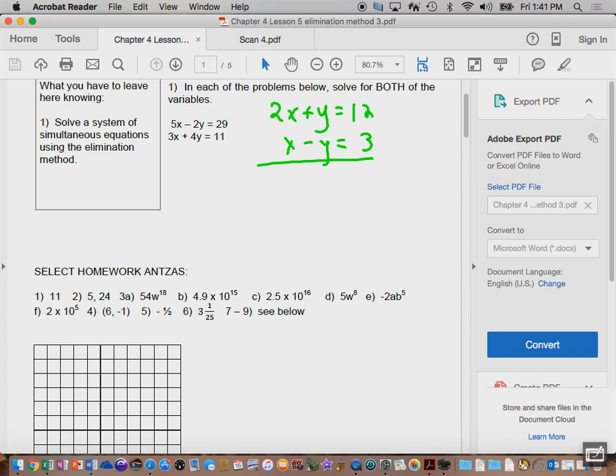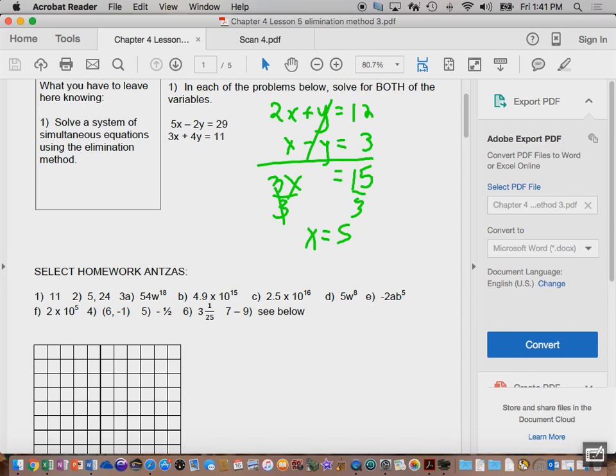Okay, so I noticed right away that my y's line up and there's the same amount of them. So I could just start adding them up. What's 2x plus 1x? 3x. Y's die. Equals 12 plus 3 is 15. Divide by 3. X is 5. Am I done? No. I have to go back and get y.